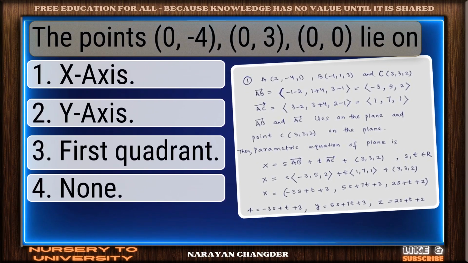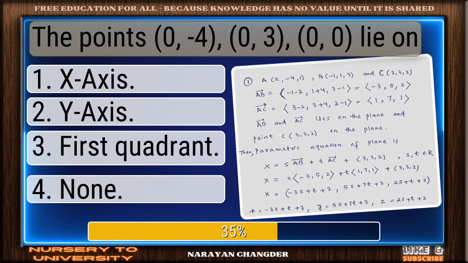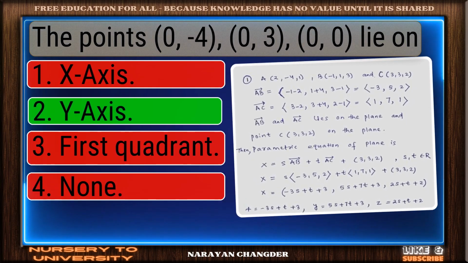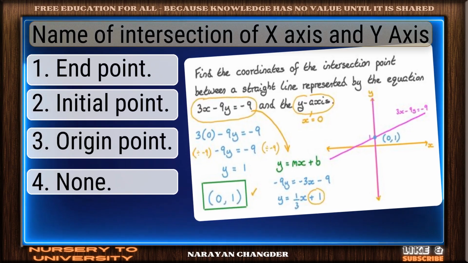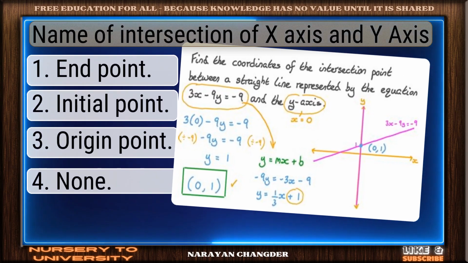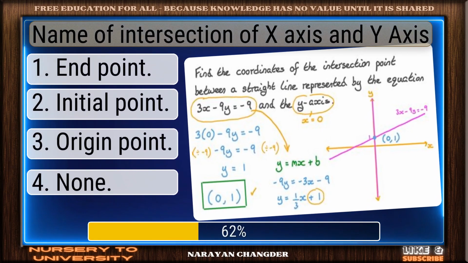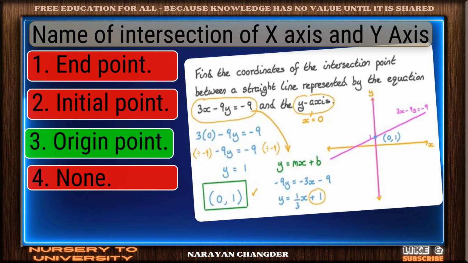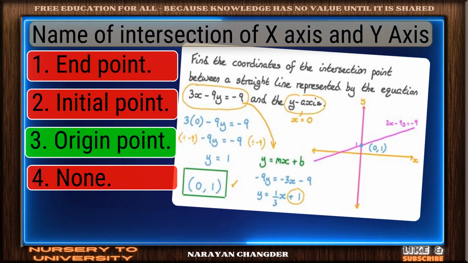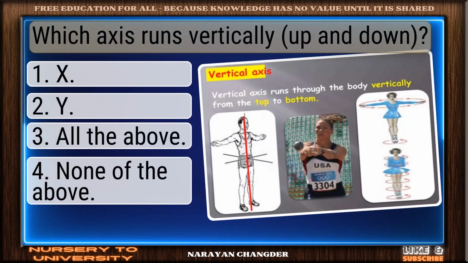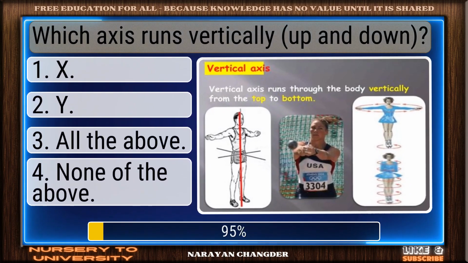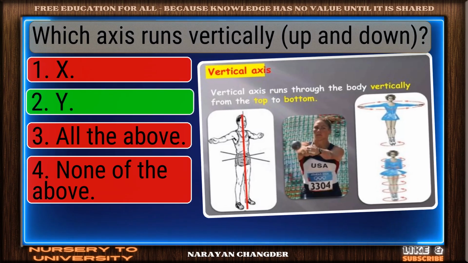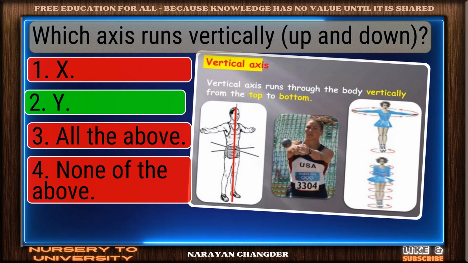Question number 154. The points lie on. Smart move. Y-axis is an accurate answer. Question number 155. Name of intersection of x-axis and y-axis. Good thinking. Origin point is the right answer. Question number 156. Which axis runs vertically? Sharp thinking. Y is the right choice.